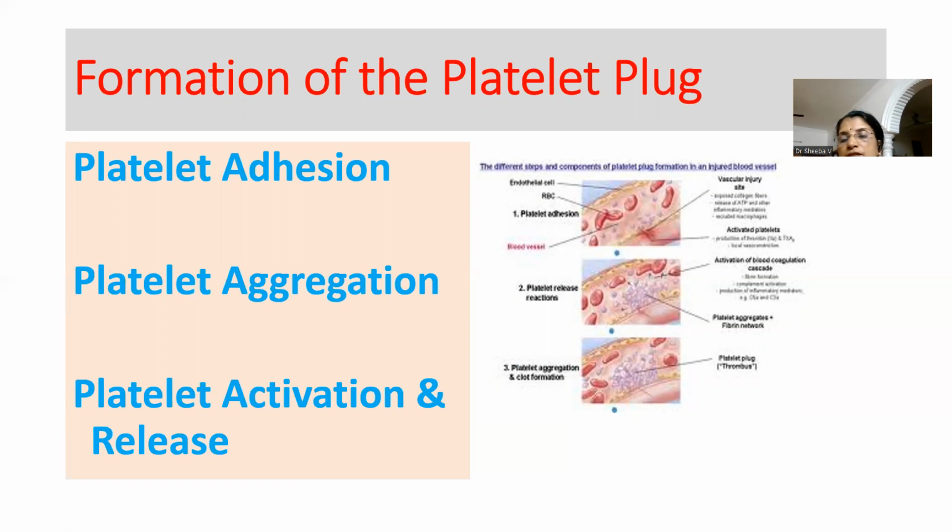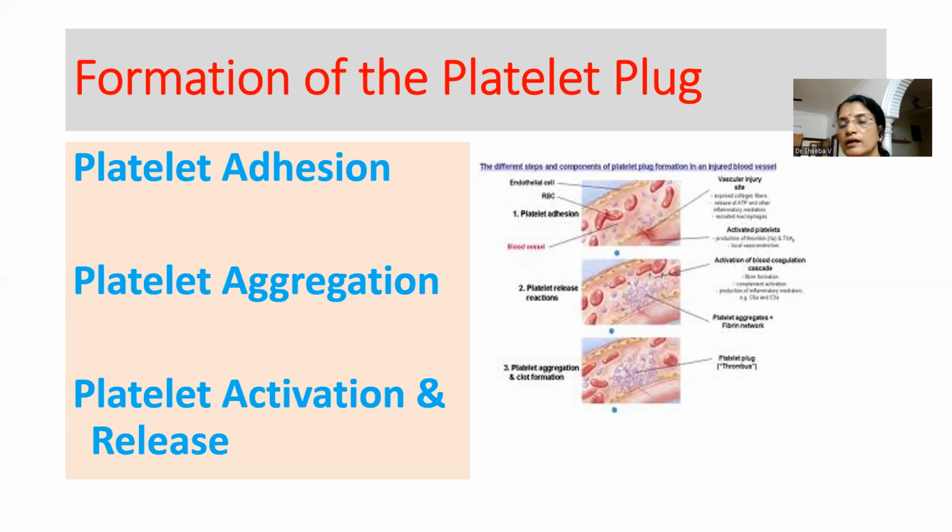Thromboxane A2 and ADP are released from the platelets, and this causes the stickiness of the platelets. This causes further release of platelets to the injured surface. Again, a large number of platelets are released, they change their shape, they become sticky, and thromboxane and ADP are released. Finally, these platelets together form a plug and seal the injured surface. That's the formation of the platelet plug.